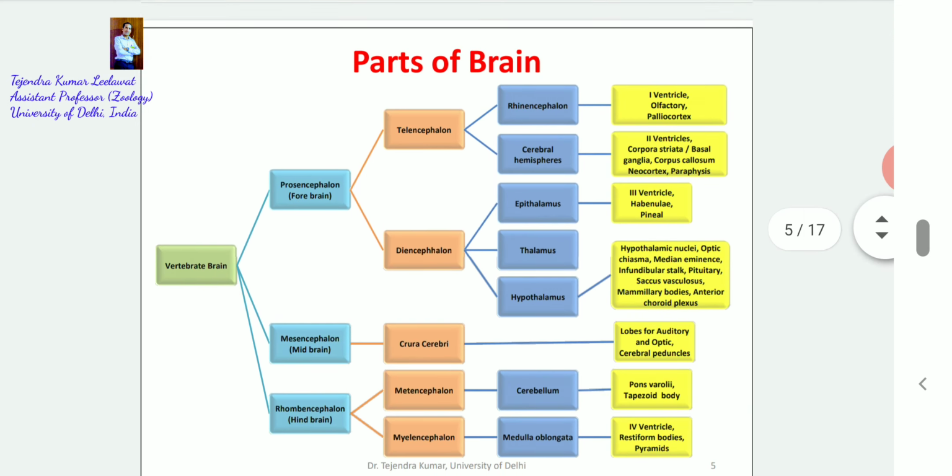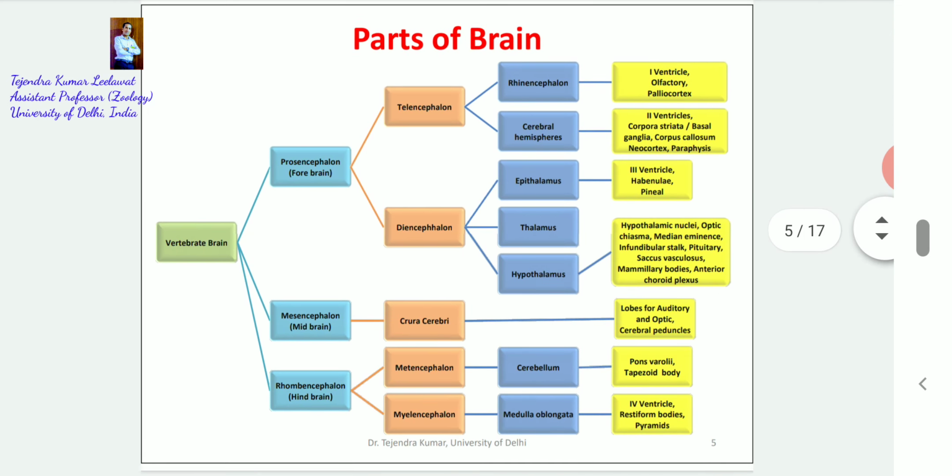Okay. So these are parts of the brain. The vertebrate brain is not a single part; it's a complex structure, and there are many parts. I think you might not have heard about all these parts and their functions. Each and every part has different functions on the basis of its structure, evolution and origin.